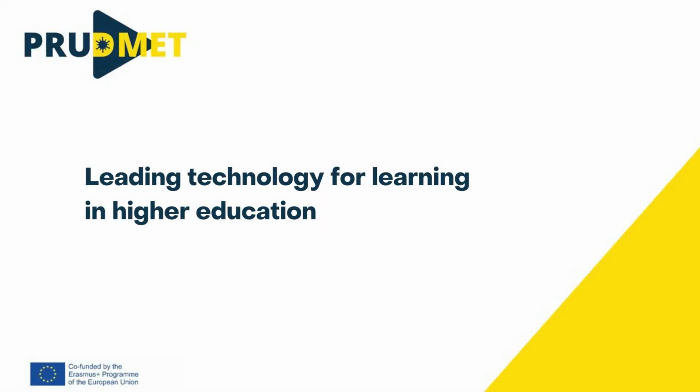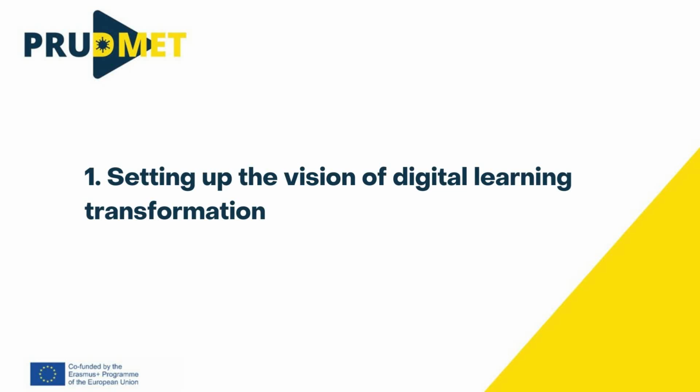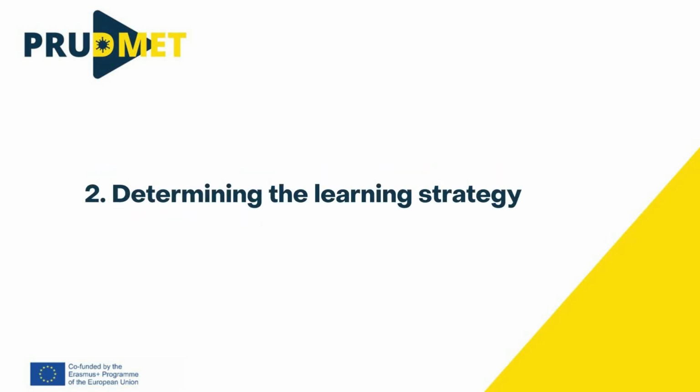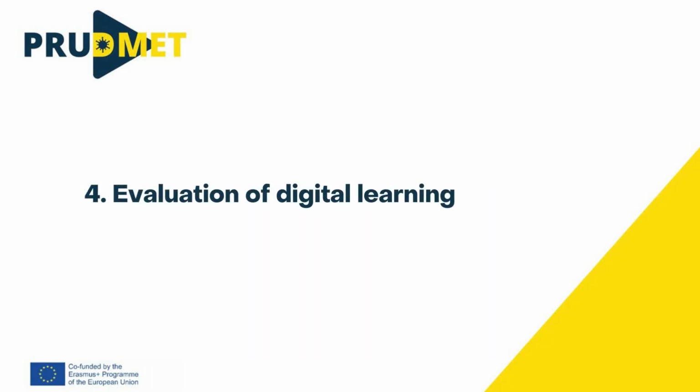Leading technology for learning in higher education is a complex process, comprised of at least 4 activities, which we are listing in this video. Setting up the vision of digital learning transformation, giving an overall direction of digital learning at a higher education institution. Determining the learning strategy for the vision's realization, by planning digital learning at the institutional, as well as teachers' level. Implementing the activities of digital resources management to initiate digital learning processes, and finally, the evaluation of digital learning activities and their efficiency.